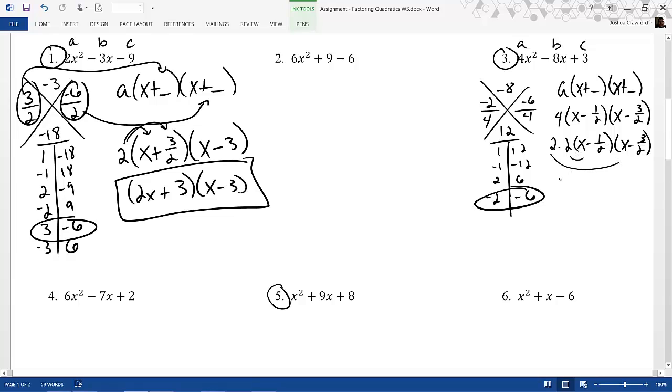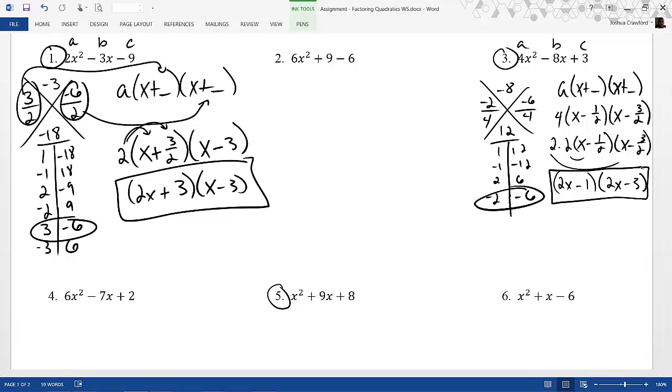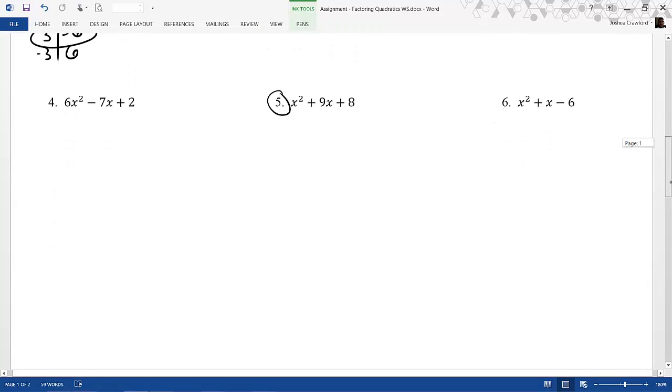So, 2 times x is 2x. 2 times 1/2 is 1. 2 times x is 2x. 2 times 3/2 is going to be 3. So there is your factored equation. Just to reiterate, when you have 2 fractions, you're going to break up, split up, factor, whatever you want to call it, your coefficient into 2 numbers. Okay? Okay.